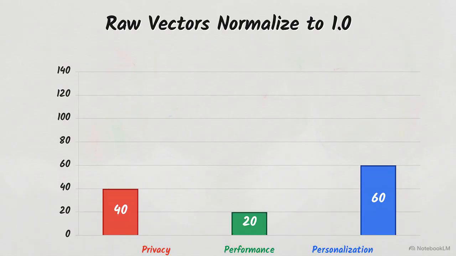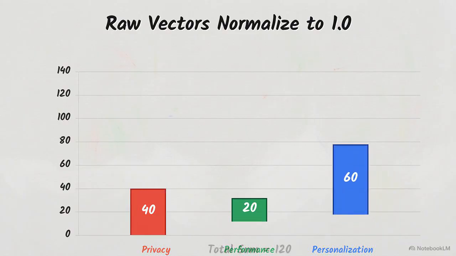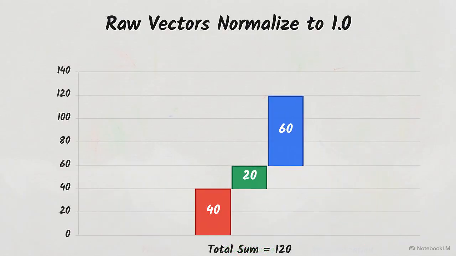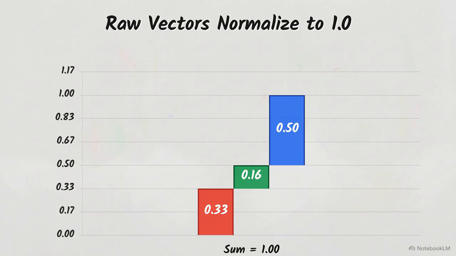Because your raw scores might be measured on completely different scales, we have to convert them into proportionate fractions so that all 3 sum up to exactly 1.0. The math is straightforward. You take each individual axis score and divide it by the total sum of all 3 axes. Let's plug in real numbers. If your raw vector is 40 for privacy, 20 for performance, and 60 for personalization, your total is 120. Divide each by 120 and your normalized vector becomes 0.33, 0.16, and 0.50.